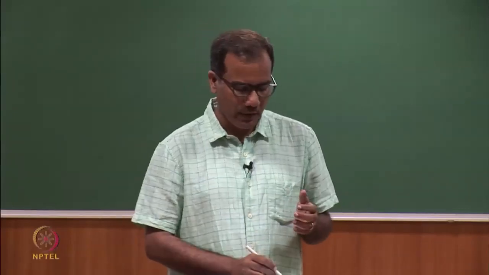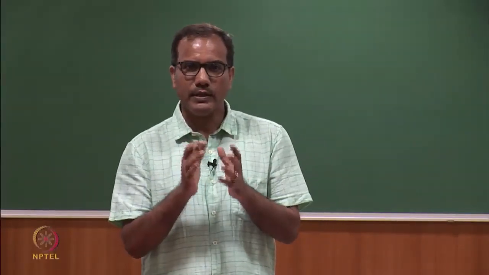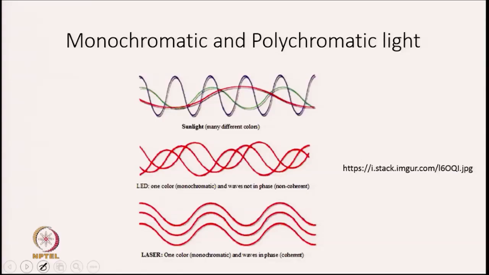Now, we will look at some important properties of light. What is the difference between monochromatic and polychromatic lights? Some lights are monochromatic and some lights are polychromatic. If you look at the rays from the sun, it is polychromatic light. It means it is a combination of waves of different wavelengths. Whereas, light from an LED or a laser is an example of monochromatic light. It consists of waves of the same wavelength.